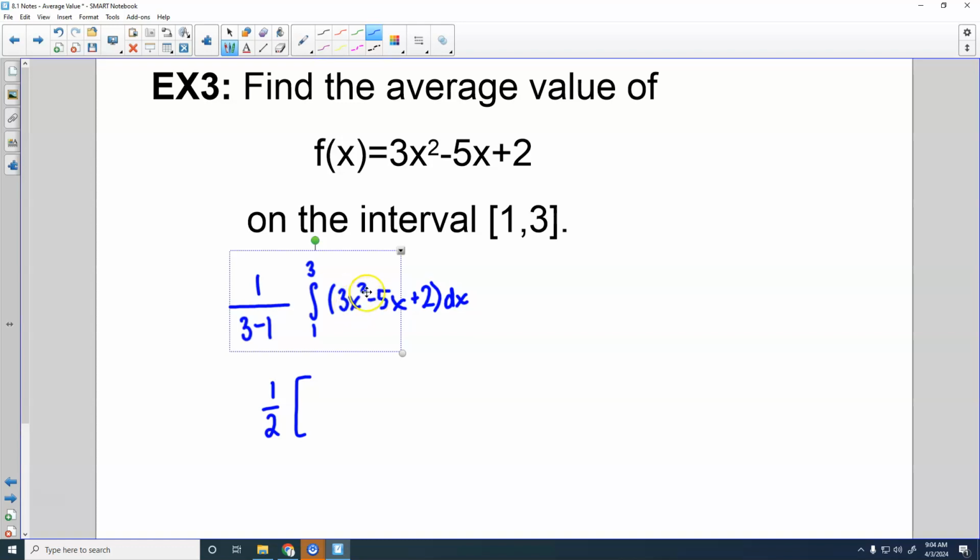We want to integrate here, so we're going to do x to the third. 3 divided by 3 is just 1, so we don't have anything out front there. Then we're going to have x squared. We'll have to have a 5/2 here, and then we'll get a plus 2x. We do not need a plus c because this is a definite interval. We're plugging numbers into this, so we're going from 1 to 3.